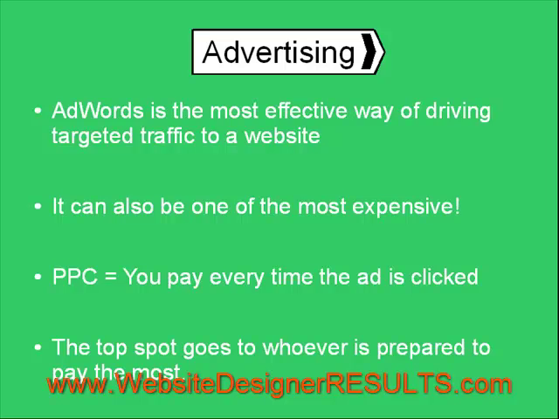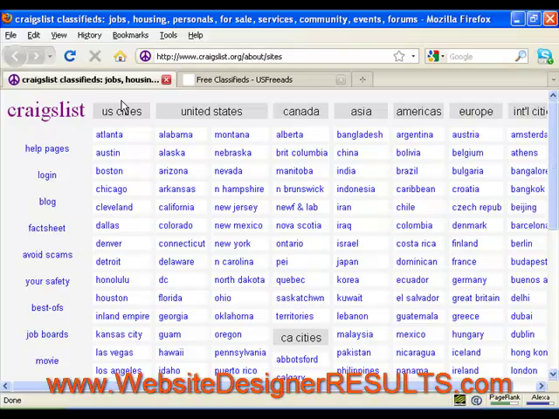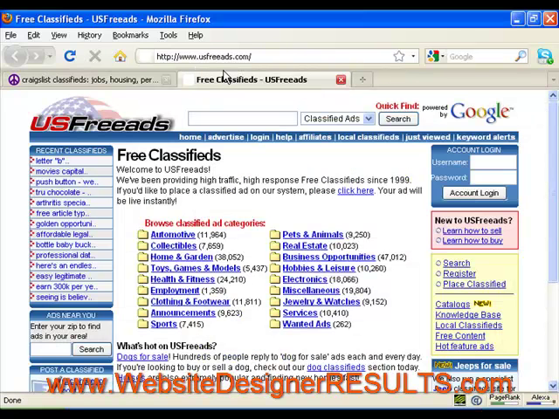However, there are plenty of free classified ad sites where you can place advertising at no cost whatsoever, and some of these sites have the ability to pull significant numbers of targeted visitors to your site. Sites such as Craigslist, which you can find here at craigslist.org, or US Free Ads, which you can find here at usfreeads.com, attract thousands of visitors every day, so placing free ads on sites of this nature can work very well. However, there are a few guidelines that you need to be aware of.